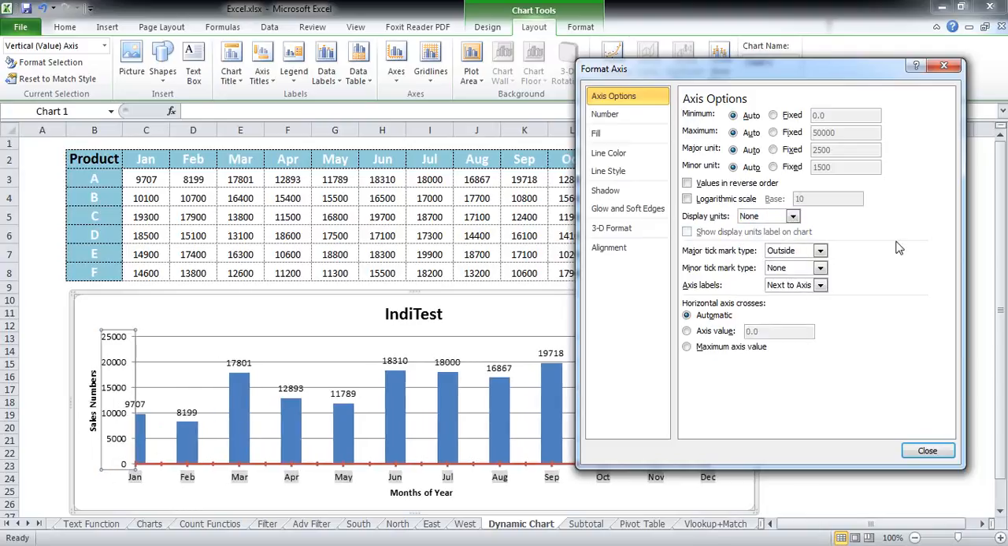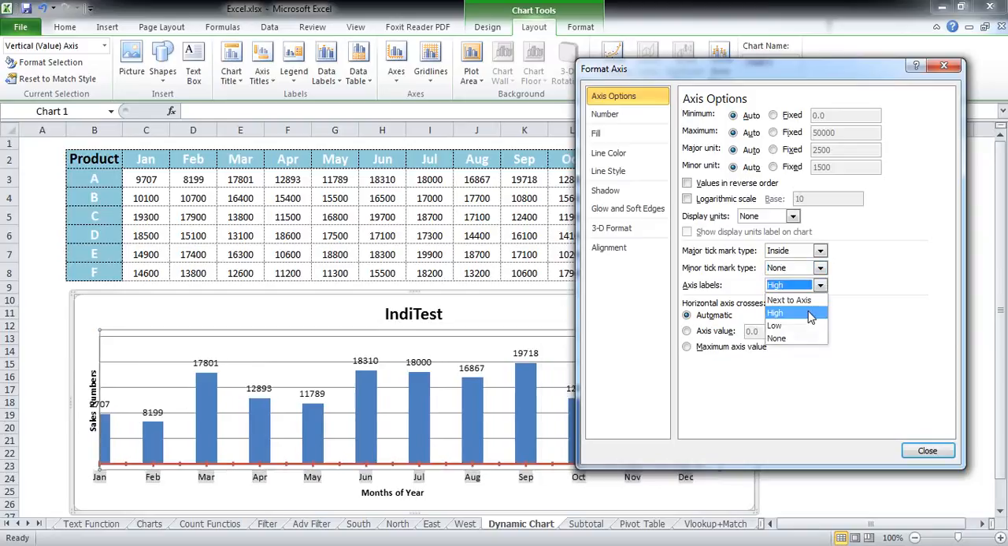And again, like we discussed for the horizontal axis, the major tick marks are again these tick marks that appear on the vertical axis, and you can change the way they appear. You can have them across, you can have them outside, you can have them inside, or don't have them at all. Same goes for the minor ticks, and the same thing goes for the axis labels also.